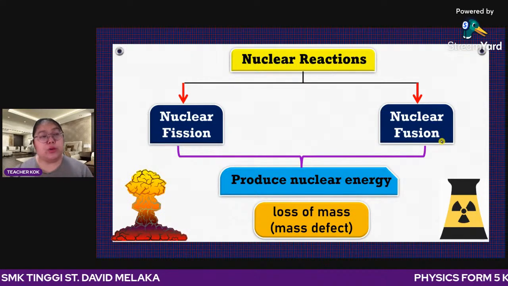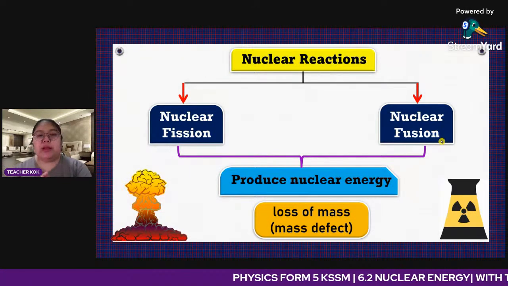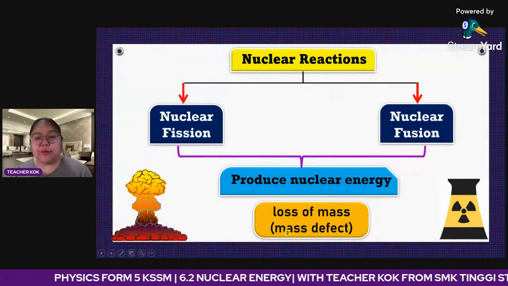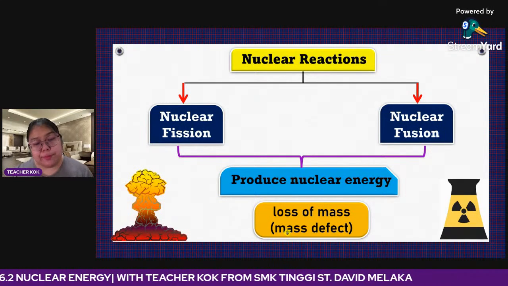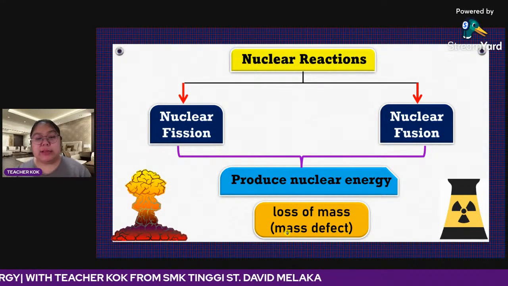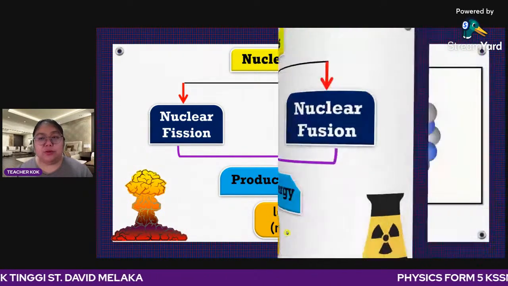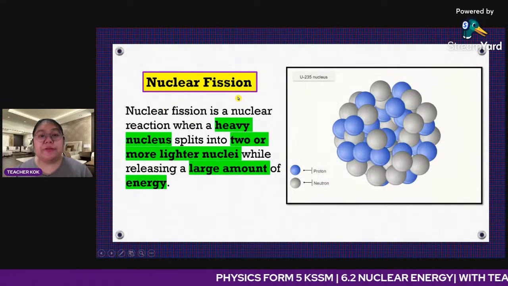For nuclear fission and also nuclear fusion, when they lose mass, we call it mass defect. We never just say loss of mass, but the meaning is loss of mass. When you see the word mass defect, that is what it means. Then we go through one by one. First one is nuclear fission.